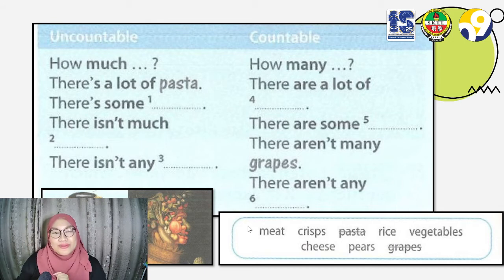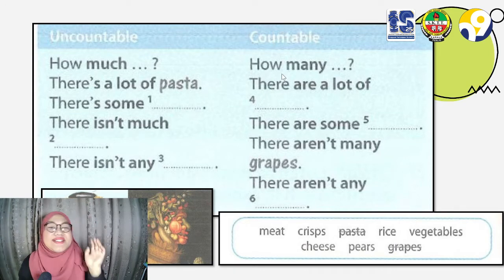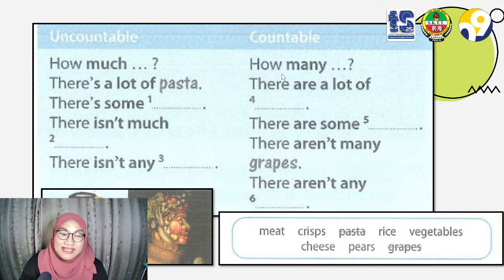Harap kamu dah buat dulu sebelum kamu datang untuk check jawapan. So, if you have done, good job. And now it's time for us to discuss the answers. Let's go. So, number 1, the answer is rice.